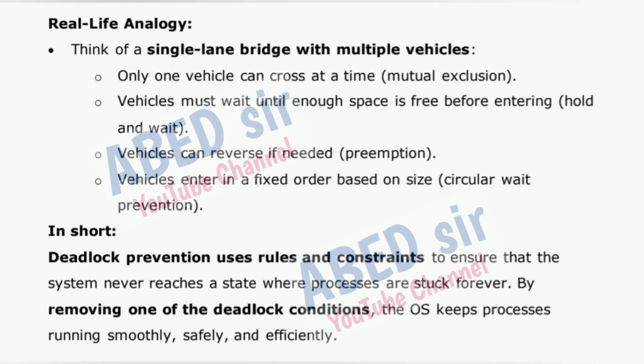In short, deadlock prevention uses rules and constraints to ensure that the system never reaches a state where processes are stuck forever. By removing one of the deadlock conditions, the OS keeps processes running smoothly, safely, and efficiently.